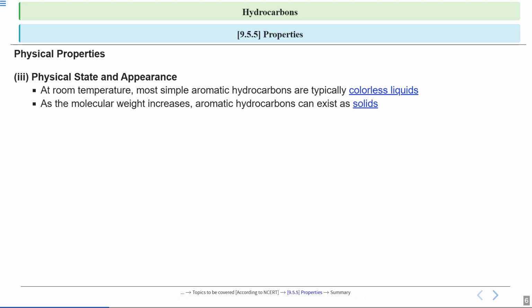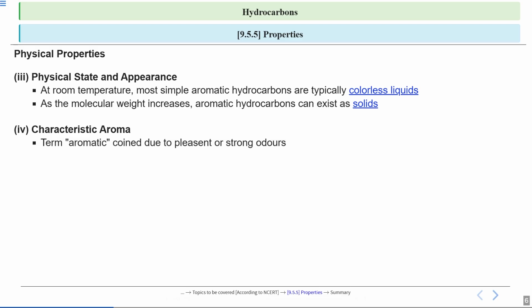As the molecular weight of aromatic hydrocarbons increases, they can become solid. For instance, naphthalene, which is heavier than benzene, is a white solid at room temperature. So, the bigger the molecule, the more likely it is to be solid instead of liquid. Now, let's move on to another important property, their characteristic aroma. The word aromatic actually comes from the noticeable smell these compounds have. This property is a key reason why they are grouped together in the first place.